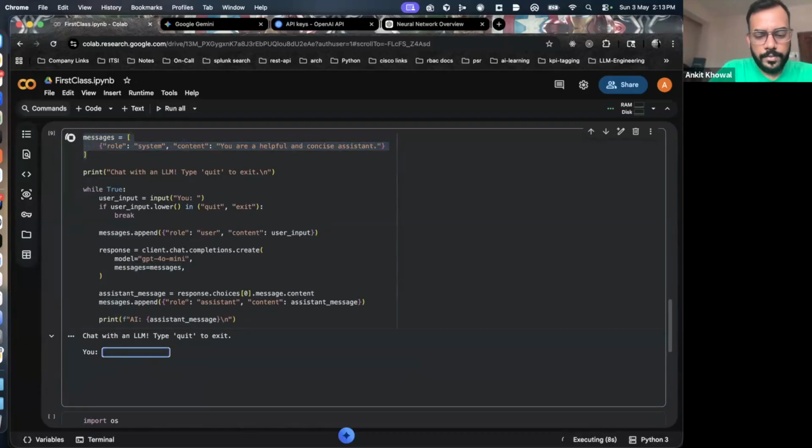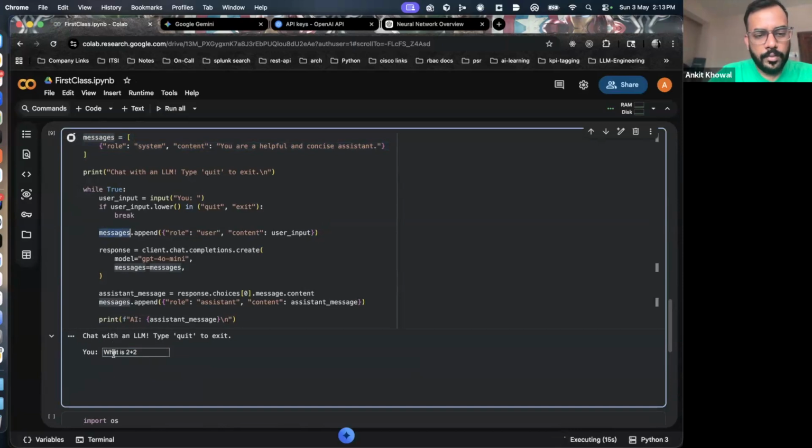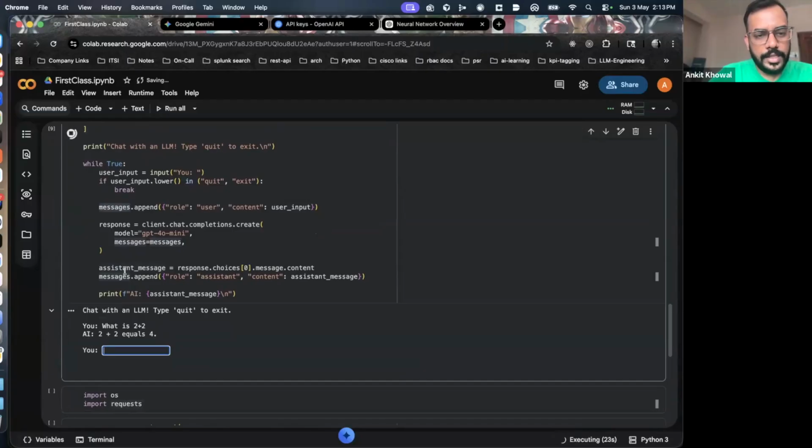Now when I type in what is 2 plus 2, what will happen is in this messages section, with role user, what is 2 plus 2 will go into the content part. And if I hit enter, now the LLM will process and give you the answer, which is AI. This AI part denotes 2 plus 2 equals 4. And I'm doing the same thing over here. I'm calling this particular model and I'm passing all the messages to it.